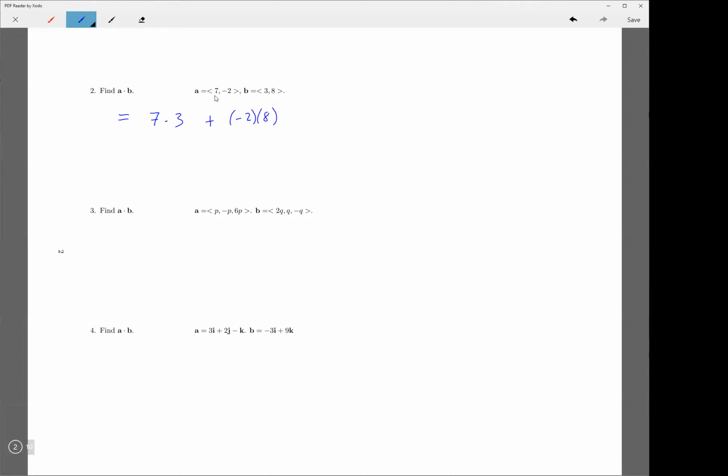Okay, so the 7 times the 3, that's this one right here, and then the -2 and the 8, that's these ones. And then you do the multiplication first, of course. That's 21 minus 16, so that's going to be 5.